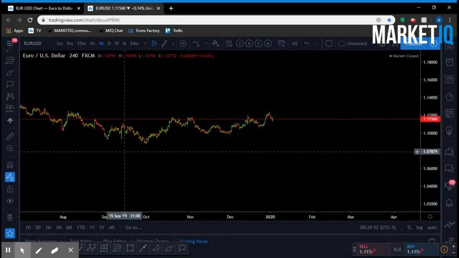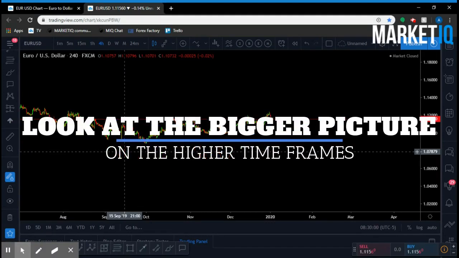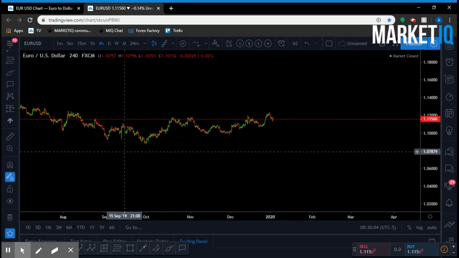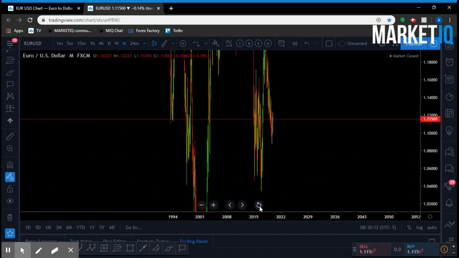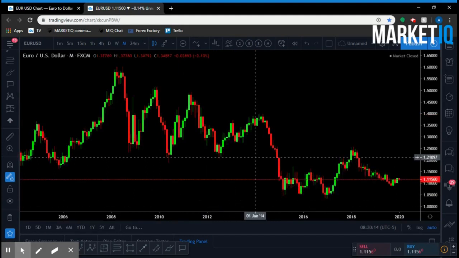So higher time frames have authority over lower time frames. Consult the higher time frames, get an idea of the bigger picture, and use lower time frames to enter with better precision. I know I've said that a few times. Trust me, I probably sound like a broken record on this one, but it is that important. It is so, so important that you understand this.